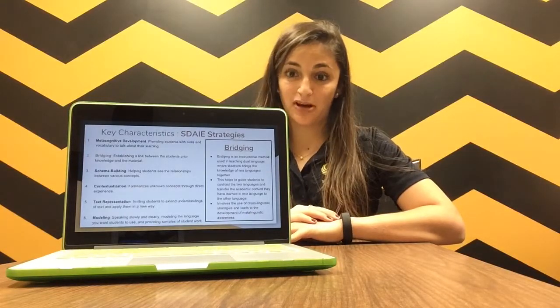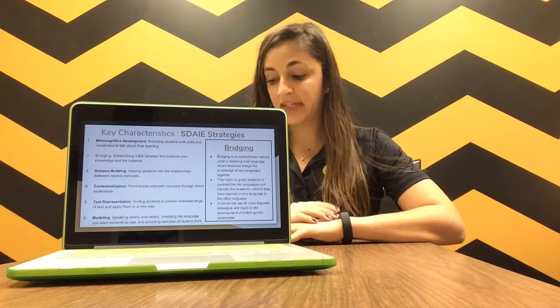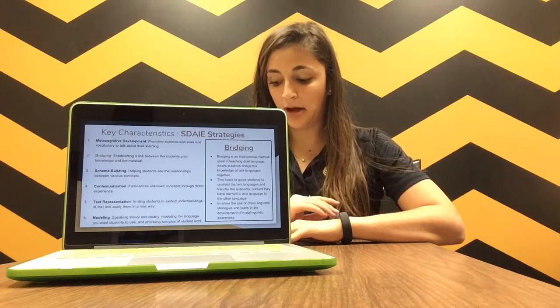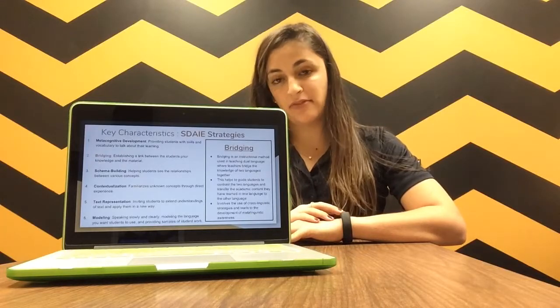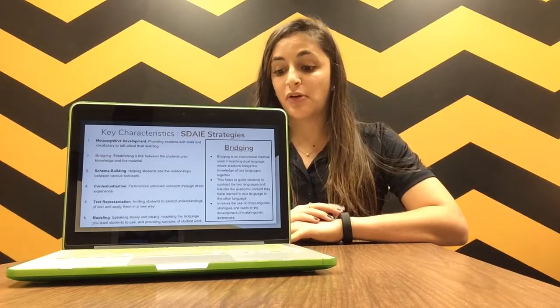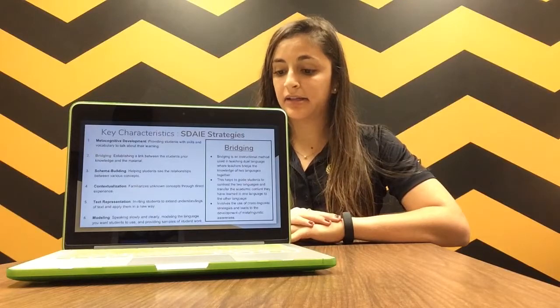And then finally, there's modeling, in which the teacher or clinician speaks slowly and clearly and models the language that you would want the student to use, and also provides examples of the student work. So those are all 6 characteristics.